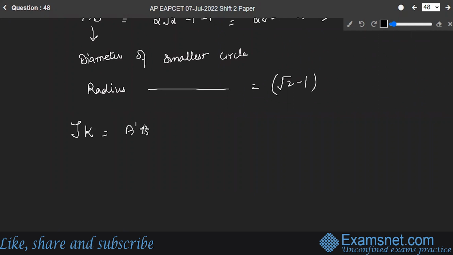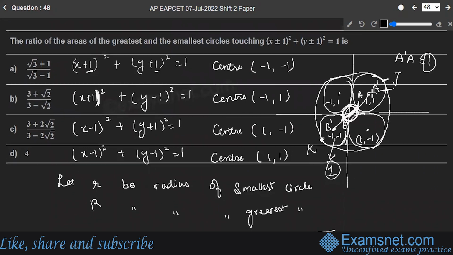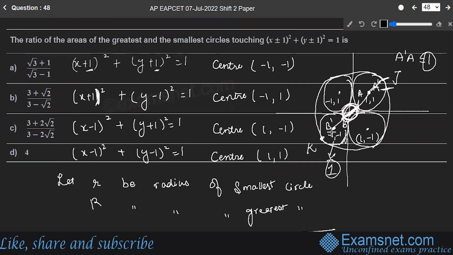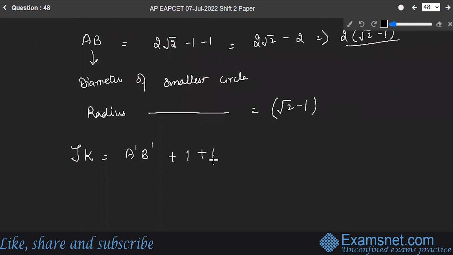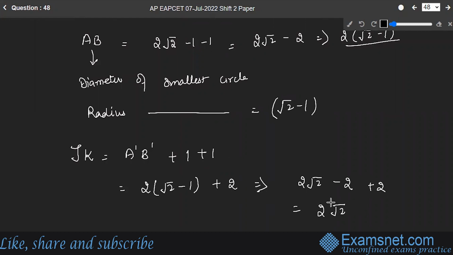JK will be the A'B' length plus 1 plus 1. Why is that? See, this is again the radius of this circle and the radius of this circle, which is equal to 1. So JK can be written as A'B', which was equal to 2√2, plus 2.